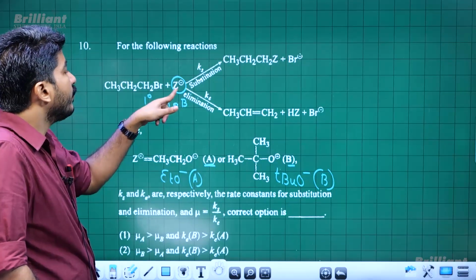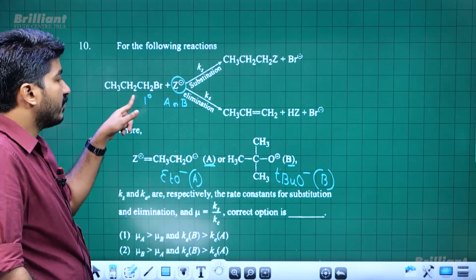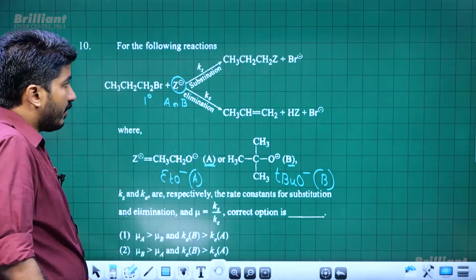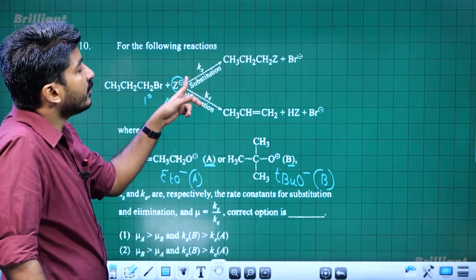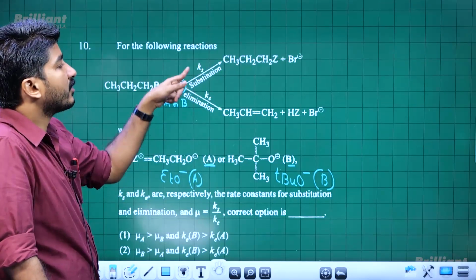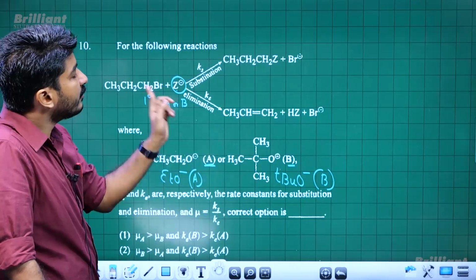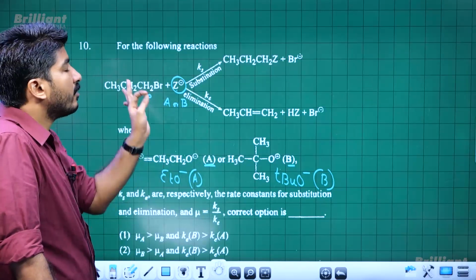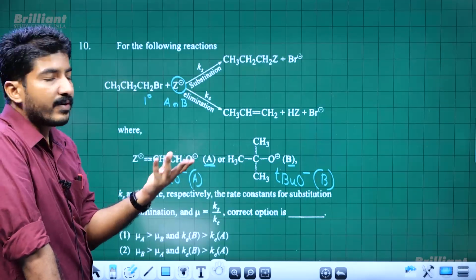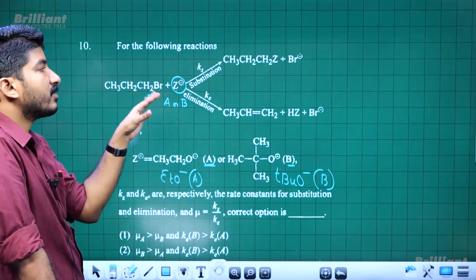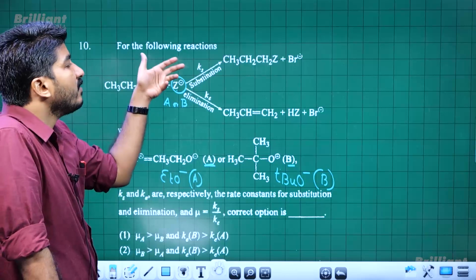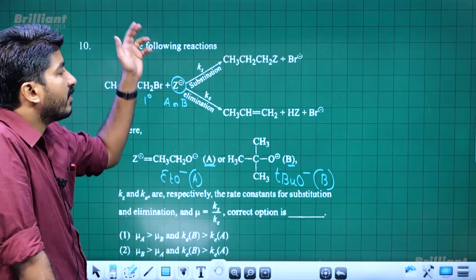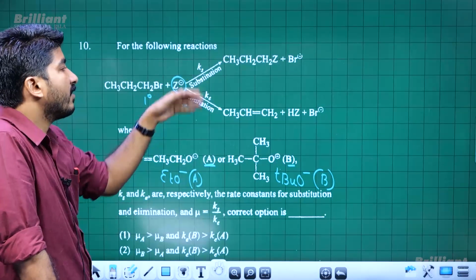And if Z is doing an elimination reaction with this primary haloalkane, then we get propene, like this. The rate constant for the substitution reaction is given as Ks, and the rate constant for the elimination reaction is given as Ke. And you know from the rate law, the rate constant is just the rate of reaction when the concentration of every substrate is unity. So Ks we can read as the rate of reaction. If Ks is higher, rate is higher. If rate is higher, K is higher.